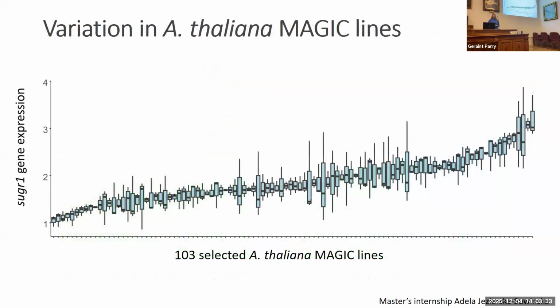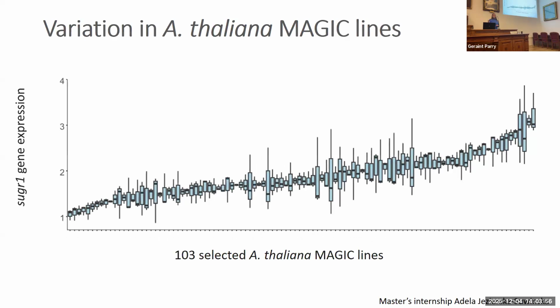So we chose a set of over 100 Arabidopsis MAGIC lines that are all sequenced, and we phenotyped them for their ability to stimulate sugar expression. And we once again saw this variation, from some accessions that were barely able to stimulate sugar expression to some that were really high inducers. And now that we had this, we could actually conduct the GWAS.